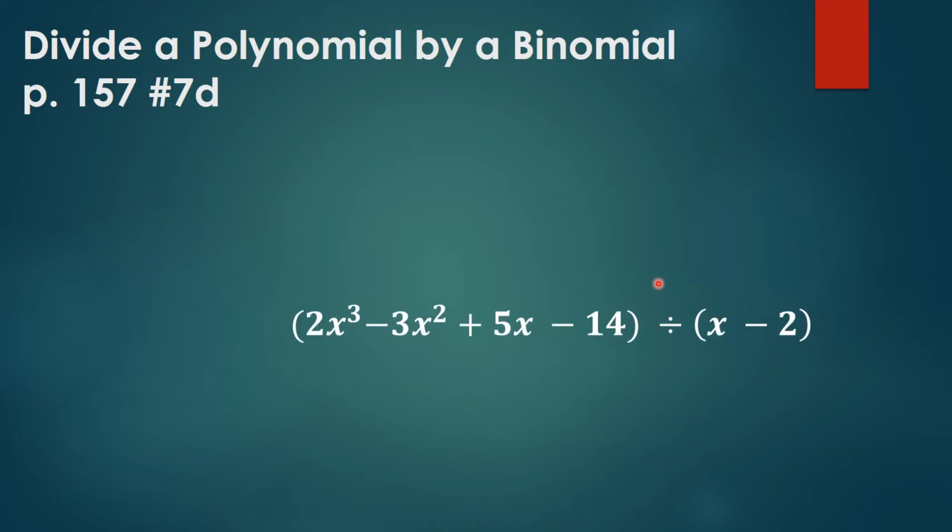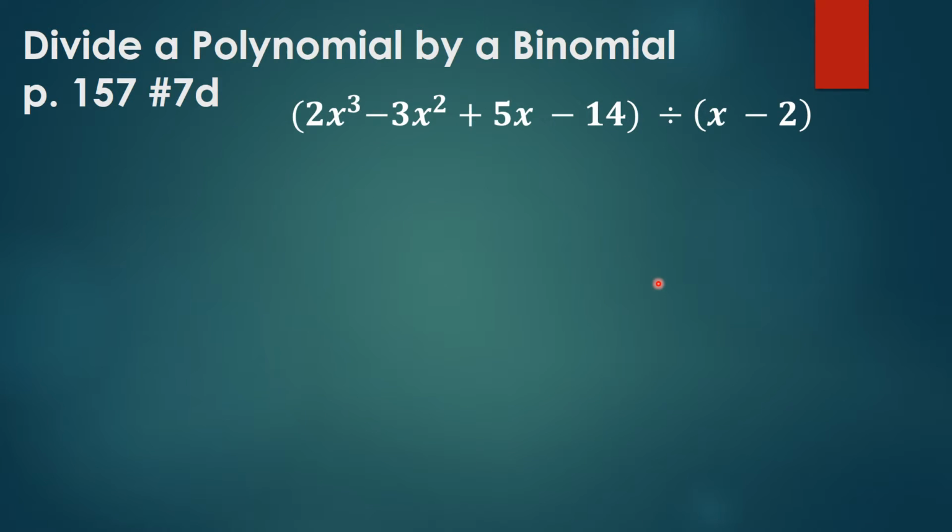Let's look at 7D. You have 2x cubed minus 3x squared plus 5x minus 14, and you're dividing it by a binomial, x minus 2.